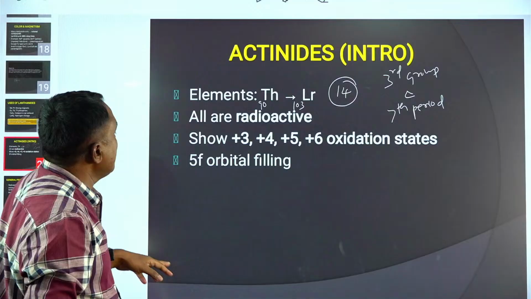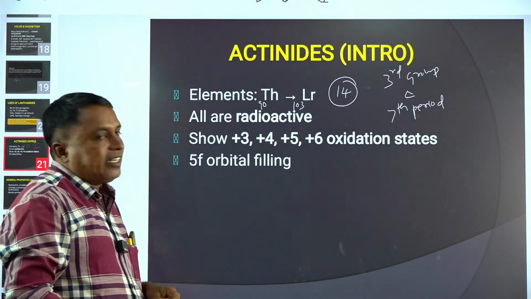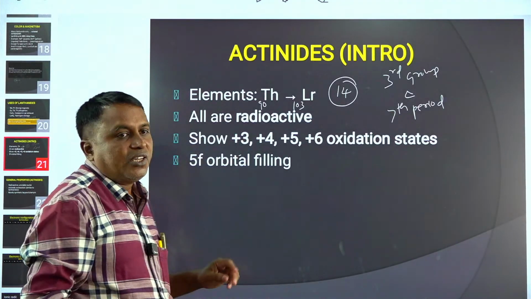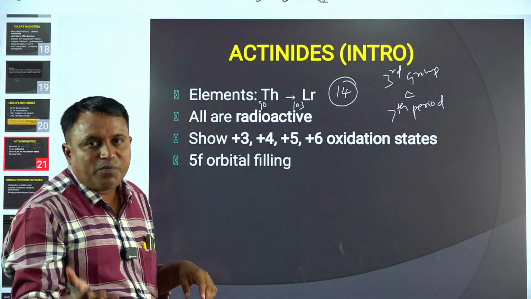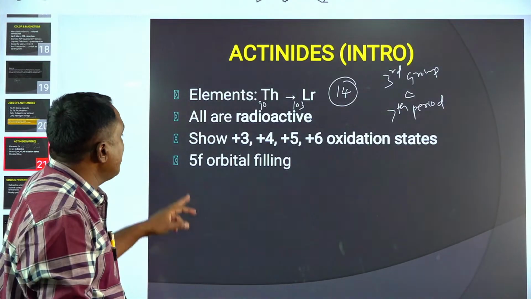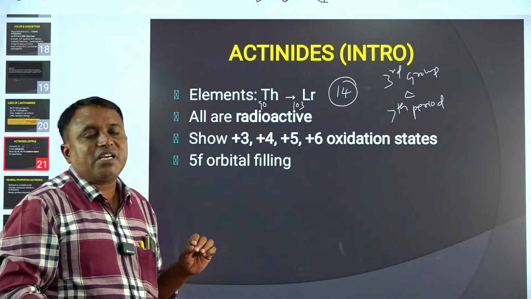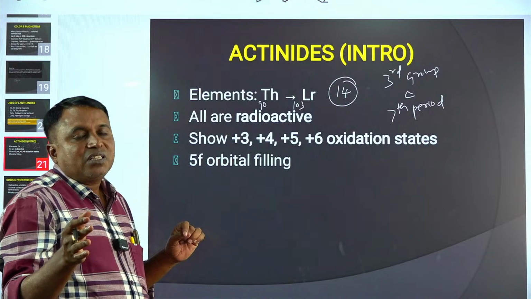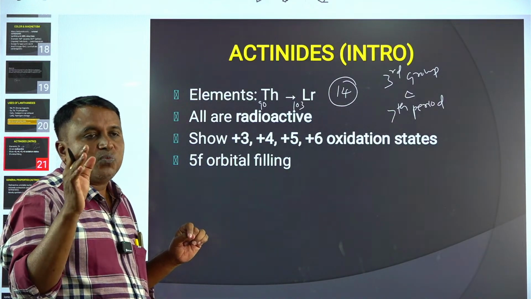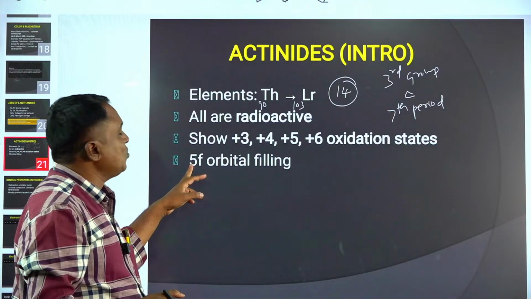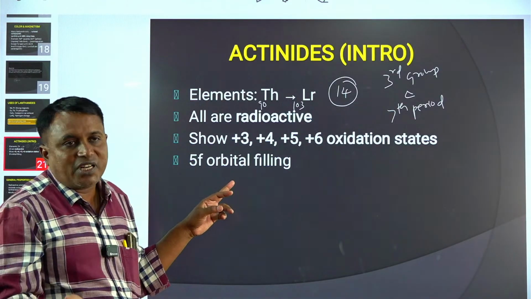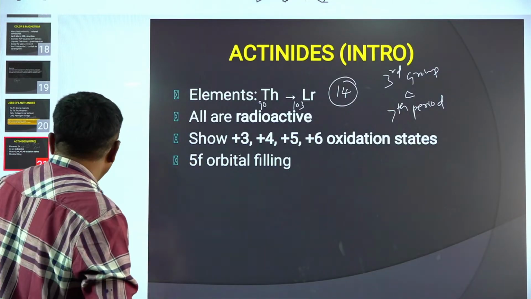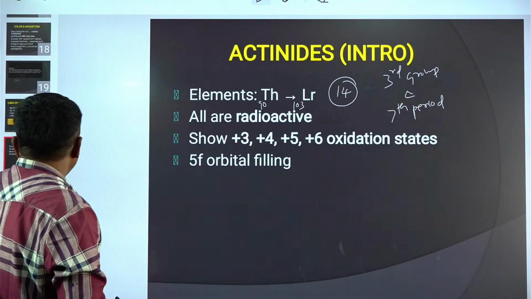In actinides, the last electron enters the antepenultimate shell, the 5f. Therefore they are also called 5f series elements. Why are they called 5f series elements? In this second inner transition series, the last or outermost electron enters the antepenultimate shell, that is the 5f orbital. That's why they are called 5f series elements.